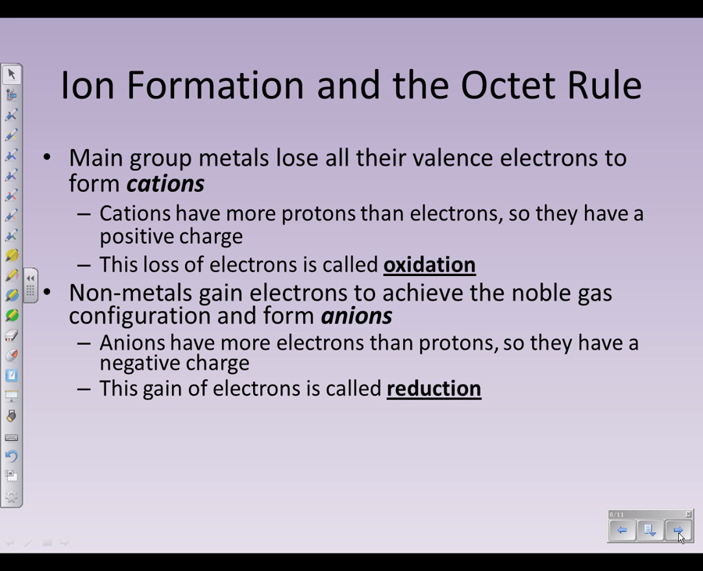I know that's kind of confusing. You're gaining electrons and it's called reduction. There's a reason why it's called reduction, which we're not going to talk about here, because you're not ready to handle that just yet. That's right, you're not ready. I said so.